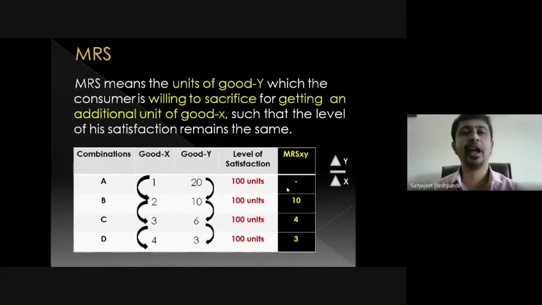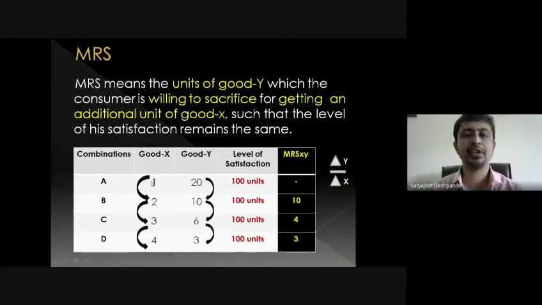This actually happens because of the law of diminishing marginal utility. You know what the law of diminishing marginal utility is. According to the law of diminishing marginal utility, as the consumer consumes more and more units of a particular commodity, the utility derived from the successive units goes on diminishing.